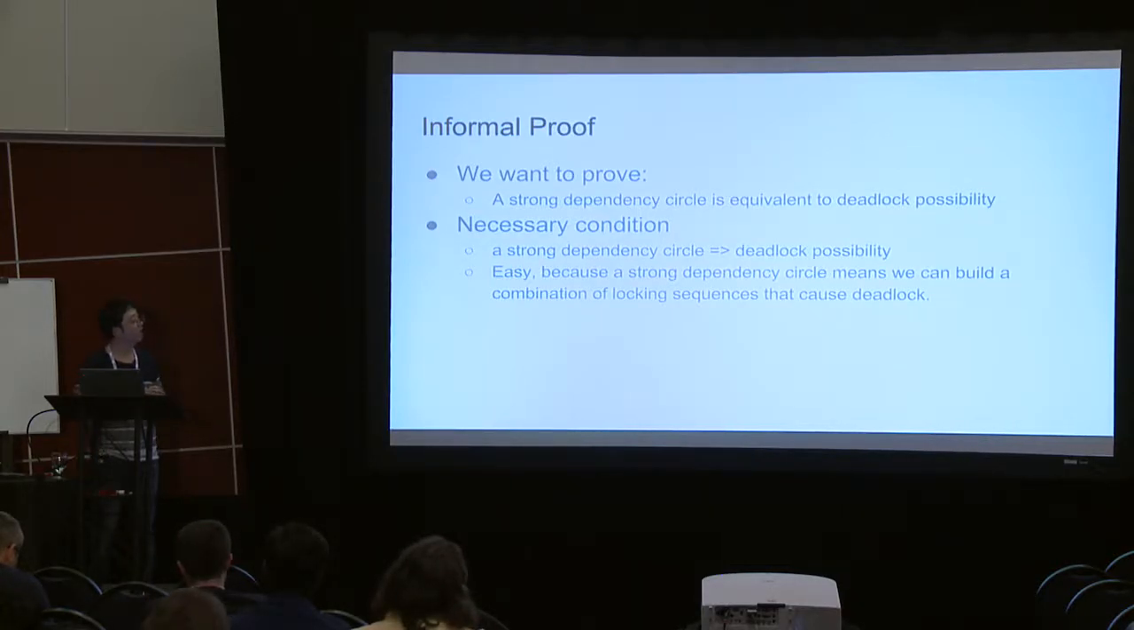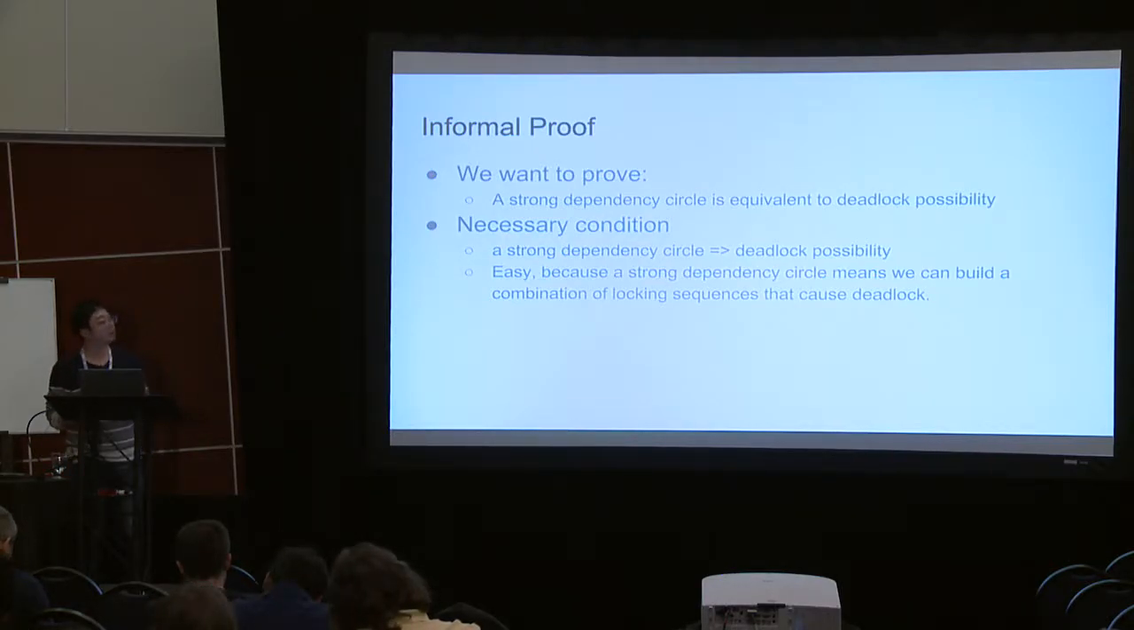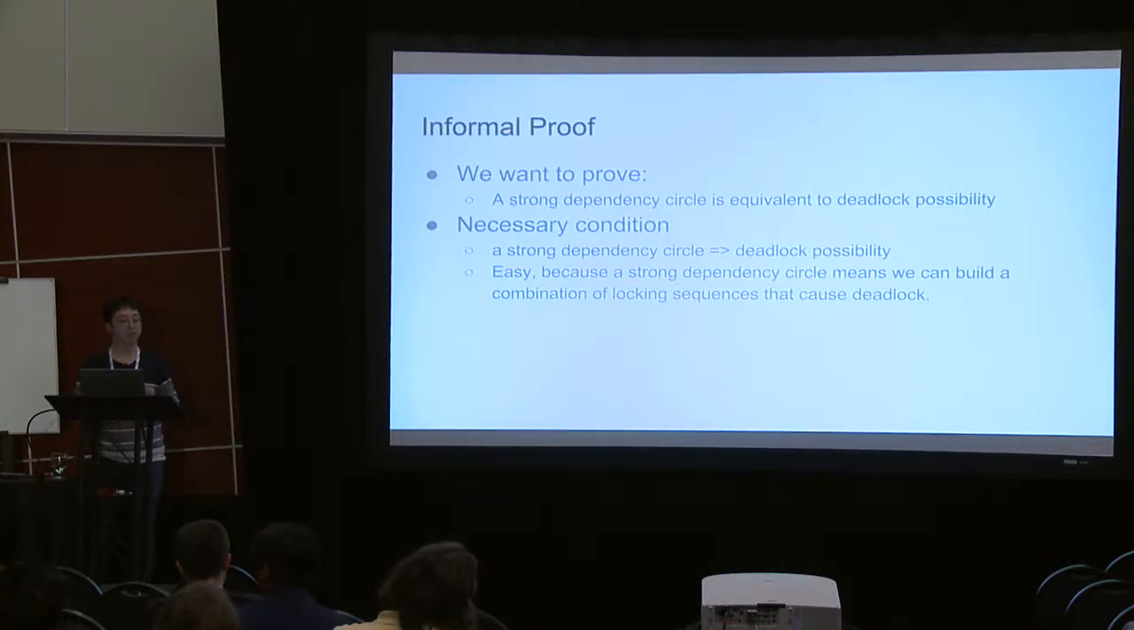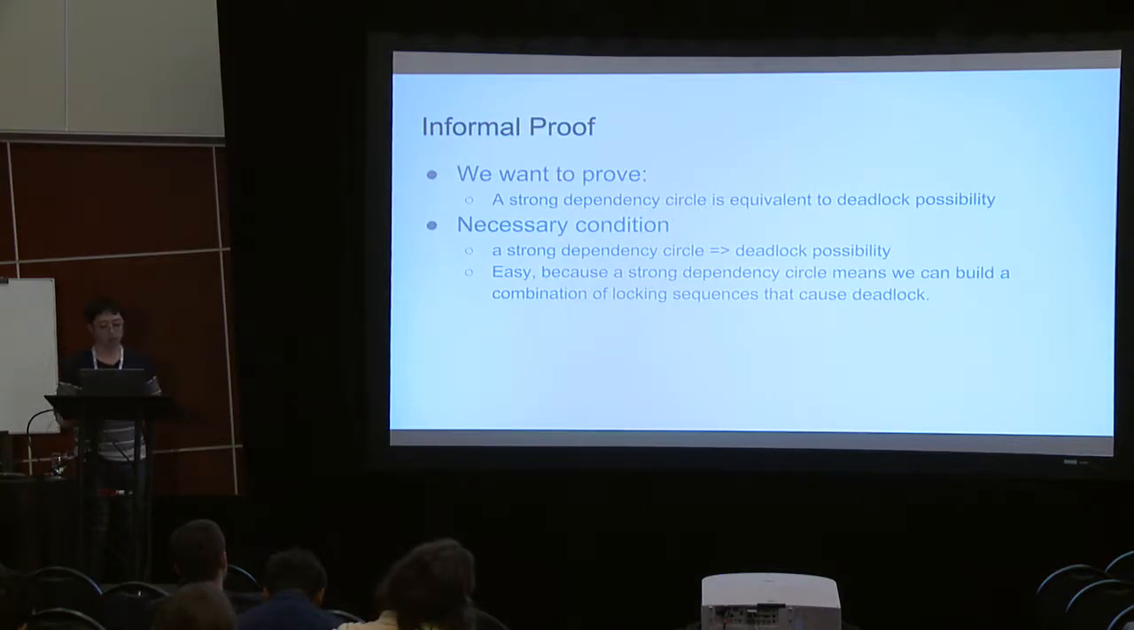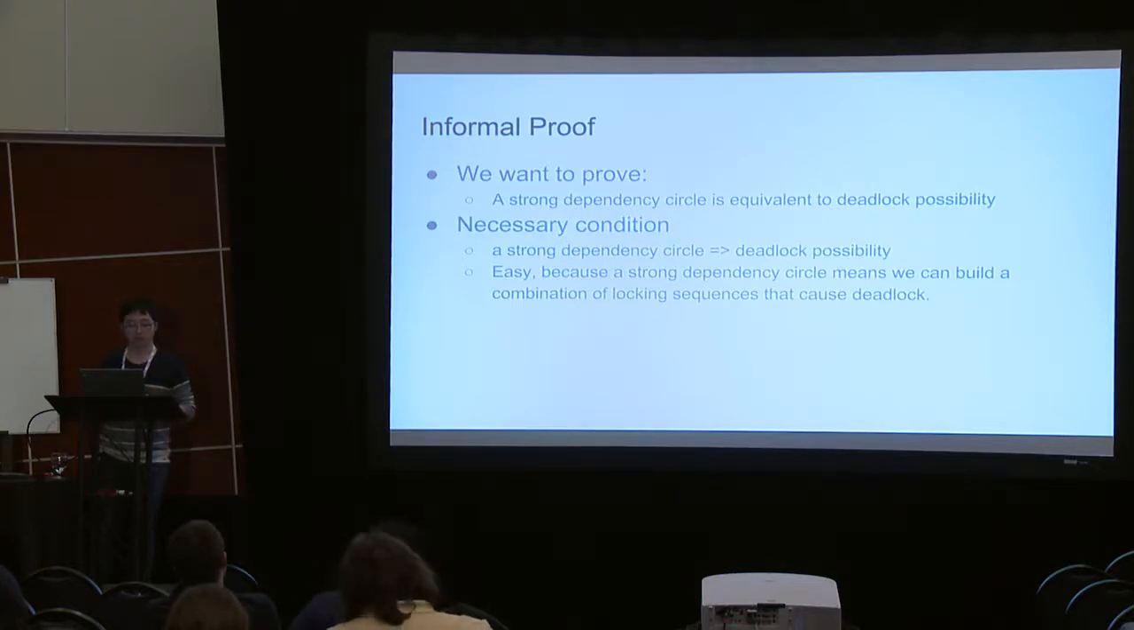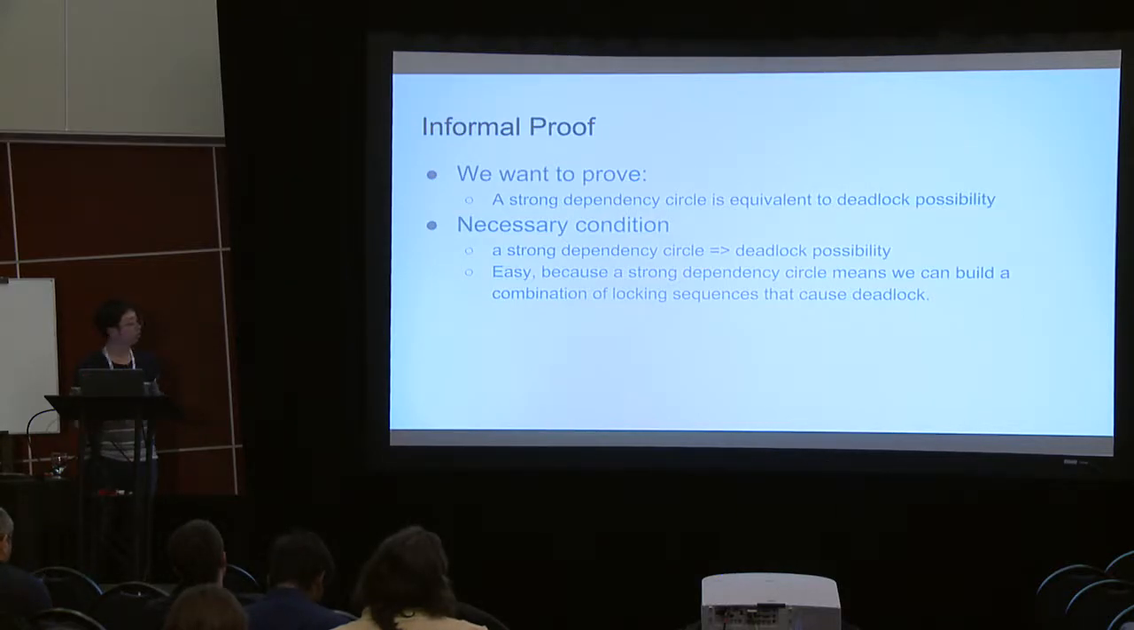It cannot make sure that the deadlock will happen, but it has an assumption that if there is a lock dependency, then the code can combine in many ways. So we want to prove that a strong dependency circle is equivalent to deadlock possibility. We prove it in two conditions. First, the necessary condition: if we have a strong dependency circle, then we may have a deadlock.